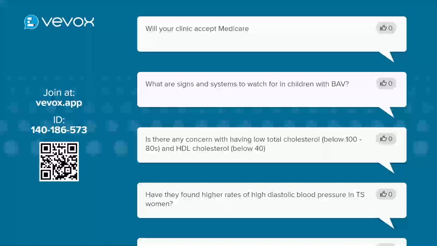Related to that, are there any concerns with having low total cholesterol? Can your cholesterol be too low?